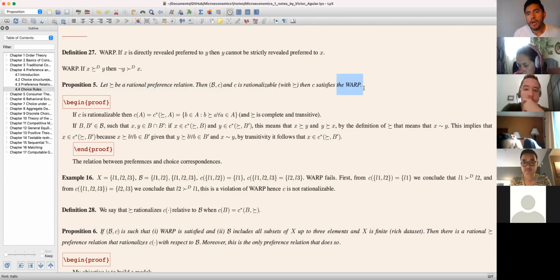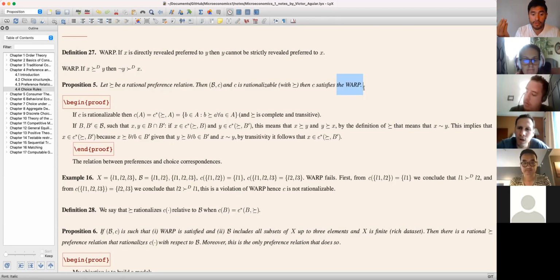Now, Martin will ask me this question, so I'm gonna go ahead of him. So what happens about the reverse question, right? So imagine you satisfy WARP. Does it imply that there is a preference that rationalizes the data? So this is one way, right? So the arrow goes from left to right, saying you're rationalizable, hence you satisfy WARP.